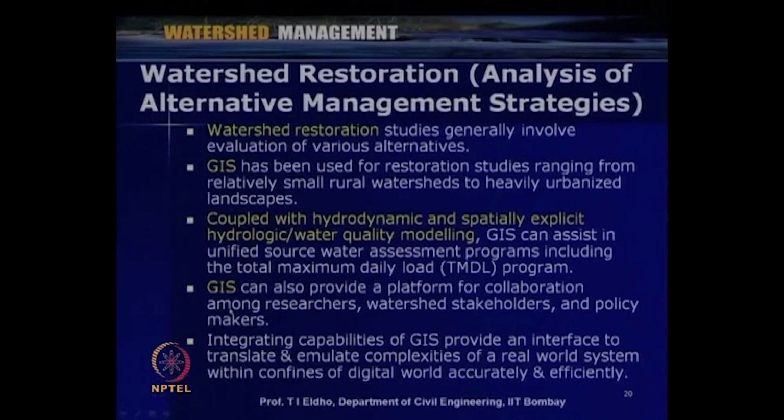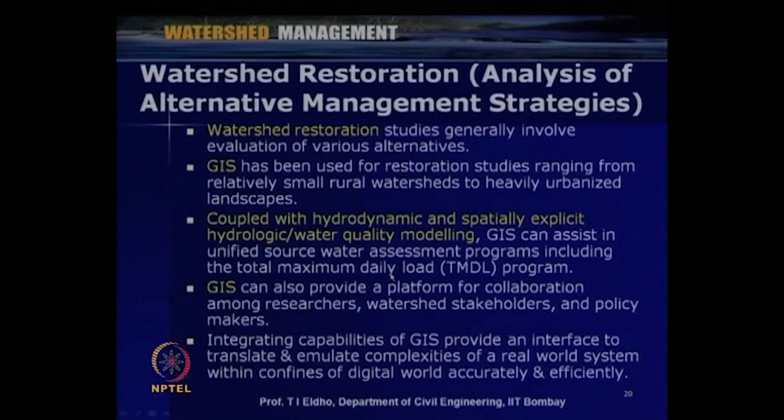As I already mentioned, within the perspective of hydroinformatics, GIS is one of the major components of a hydroinformatics system. When we combine GIS with the internet and World Wide Web, the researchers, decision makers and stakeholders can all come together within this environment and collaborate on various watershed development plans. So, we can integrate the capabilities of GIS, which provide an interface to translate and emulate complexities of a real world system within the confines of the digital world accurately and efficiently.